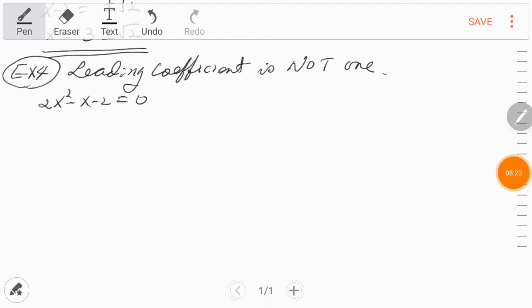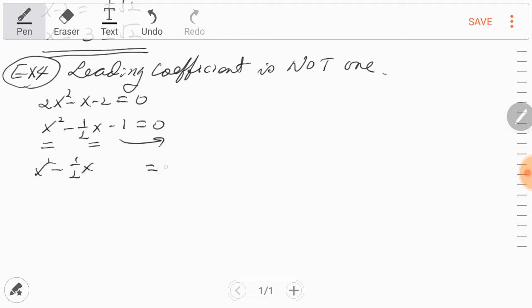Okay, in this example, the quadratic equation does not have a leading coefficient equal to 1. So the leading coefficient is not 1, then what do we do? We have to divide the equation by the leading coefficient. So why don't we divide each side by 2? Then x squared minus 1 over 2 x minus 1 is equal to 0. So let's use these two terms to write a perfect square trinomial. First of all, we don't need this negative 1, so move negative 1 to the other side, positive 1.